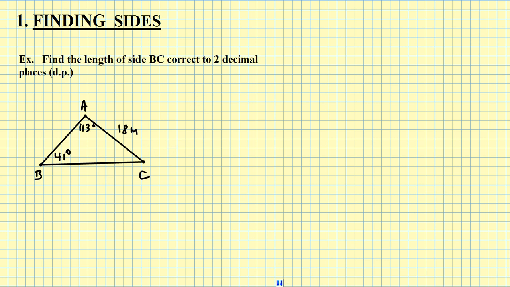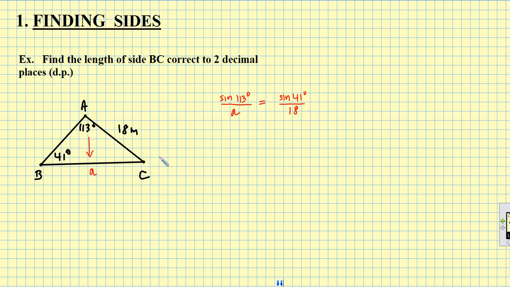Okay, so let's take a look at finding the lengths of sides. I apologize. So what we have here is triangle ABC, and it tells me that if I were to take the sine of angle 113 and divide that by its opposite side, which is going to be little a, that would give me the same ratio, which is why I'm placing the equal sign here, as the sine of 41 degrees divided by 18 meters.